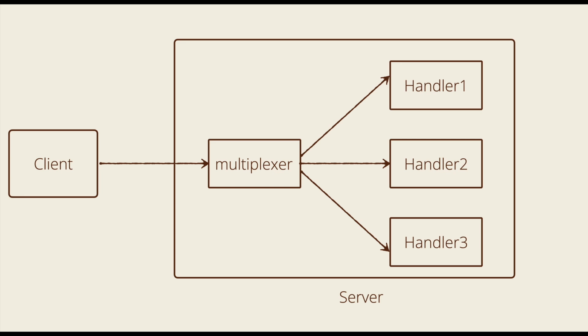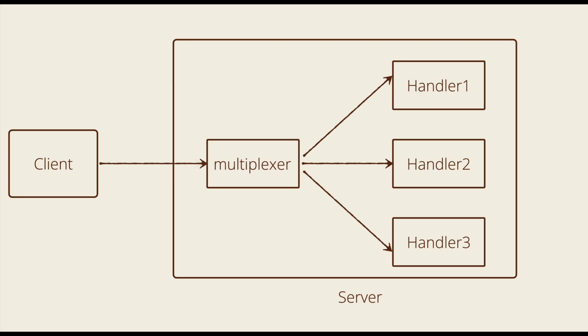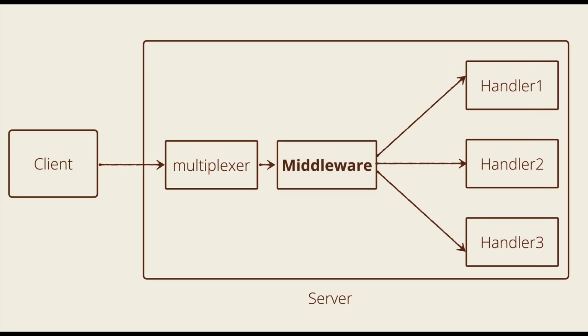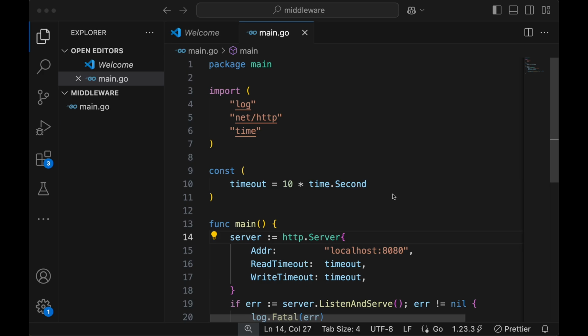Now, in more complicated servers, when you have common actions that need to be done before sending data to a handler, for example, logging the request, making a trace of the request, modifying the headers, etc., we use a special piece of code called middleware to do this. So in this video, we're going to look at what a middleware is and how you can use it in your Golang projects. So I'm going to start with a boilerplate Golang project.